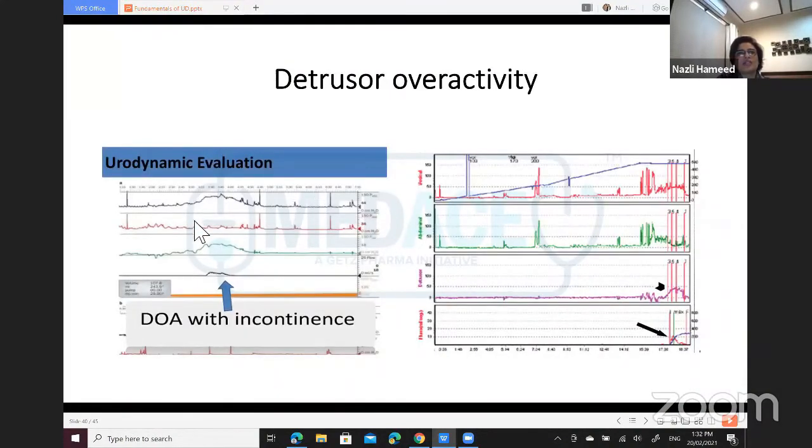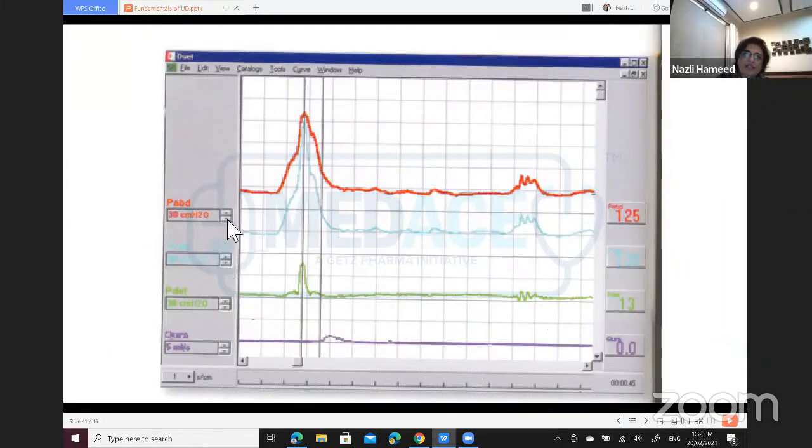This is the presentation where we can see that the detrusor is overactive, and this is reflected as a rise in the vesical pressure, and here is the leak with the overactive bladder. This is the graph which is showing, with cough, a rise in abdominal pressure and a rise in vesical pressure with a relatively quiet detrusor, and there is a leak. So this is reflective of stress incontinence.